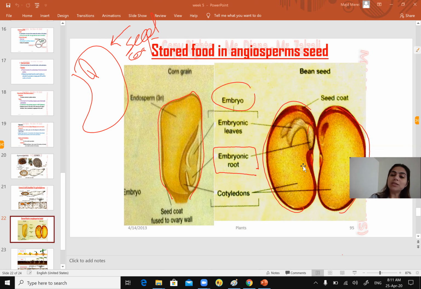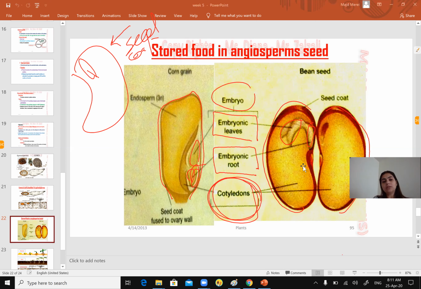So this part, once the seed germinates, it will grow and form what? The root. The second part is the embryonic leaves. It's called plumule, whether it is monocot or dicot, okay? The third part of the embryo is the cotyledon. Okay, this is the embryo.